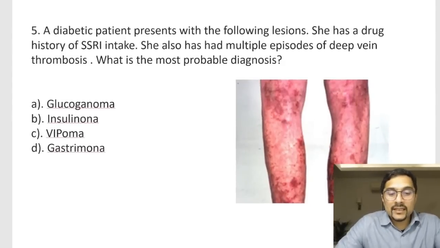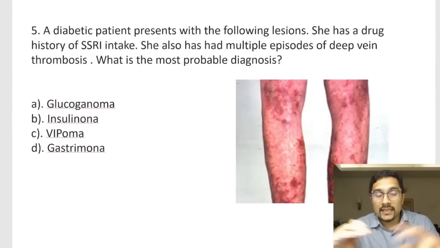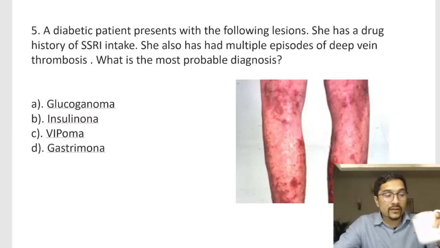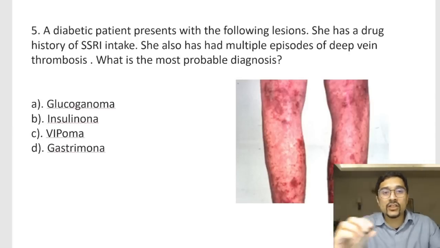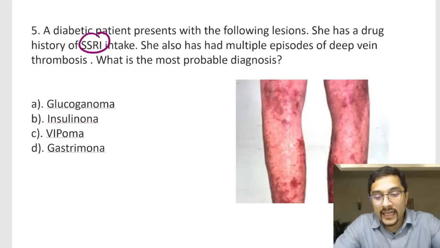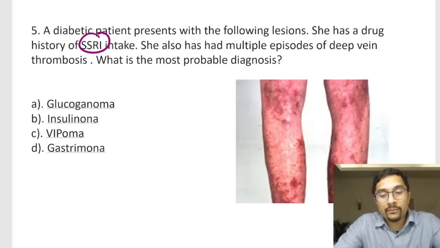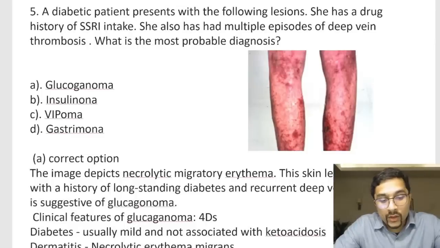The next patient is a diabetic patient who comes with these lesions. The patient has these typical rashes. She has a drug history of SSRI intake. She's also had multiple episodes of deep vein thrombosis. What is the most probable diagnosis? So this case is a classical finding of a glucagonoma.